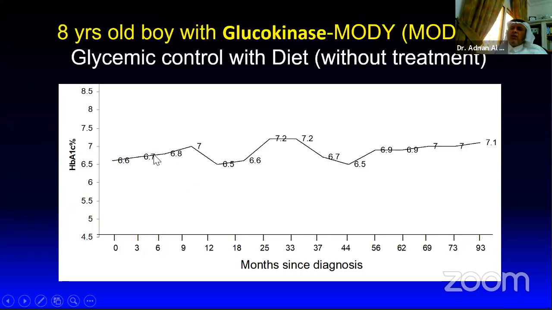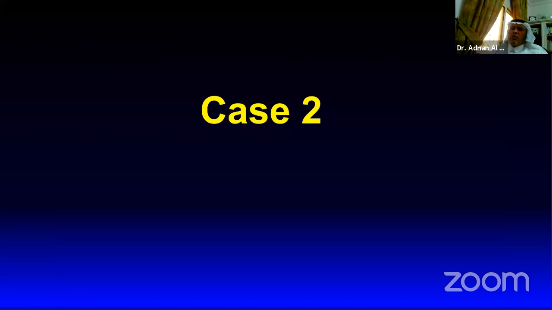This is actually one of the patients at National Guard Hospital in Riyadh, a patient of Dr. Angham Al-Mutair, who published this case, a MODY patient just treated with diet, and you can see that the hemoglobin A1C is maintained. So it is really a non-progressive disease. Diabetes is controlled well with diet only, without any other treatment.